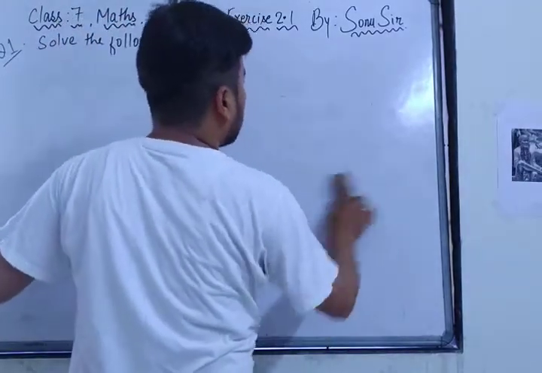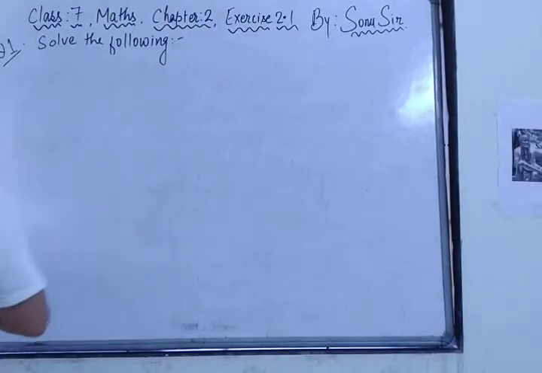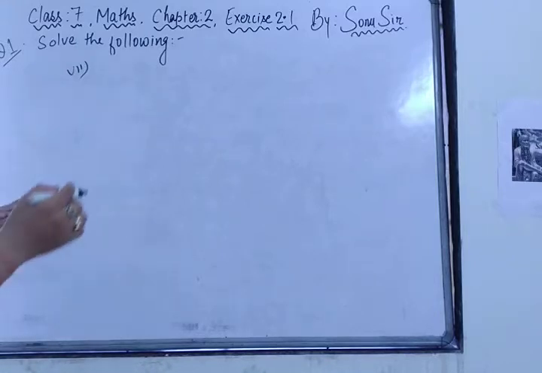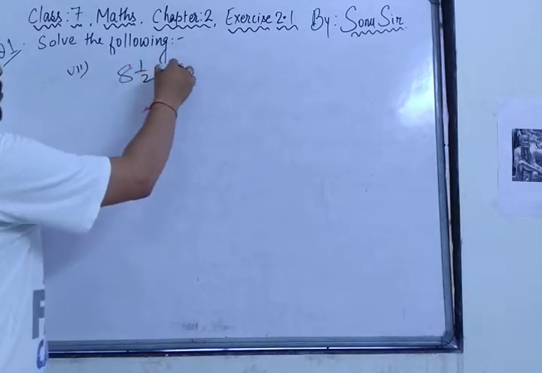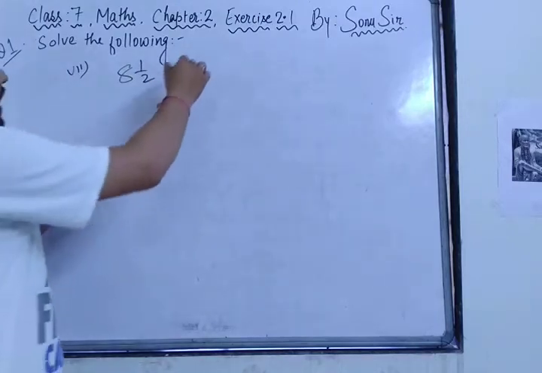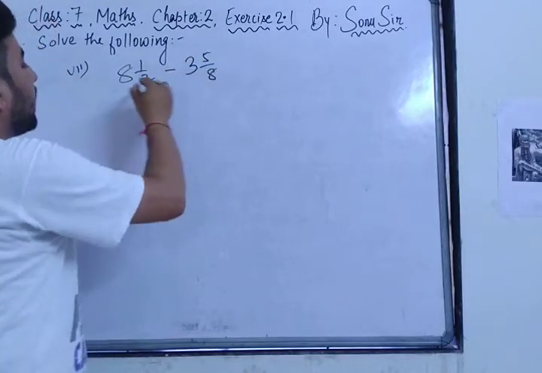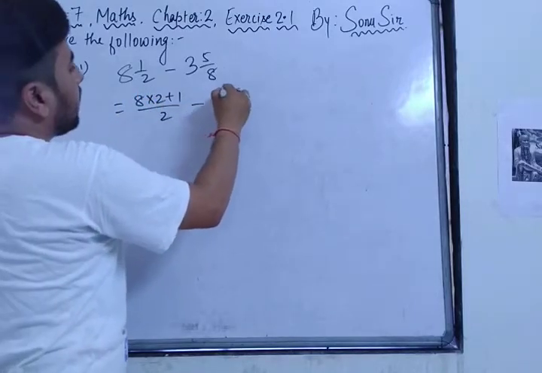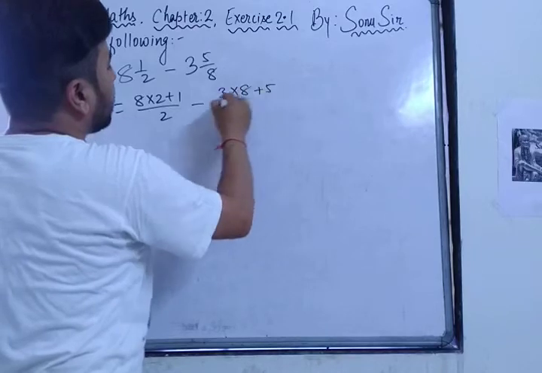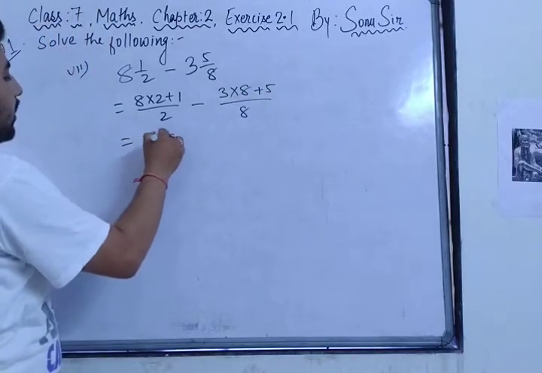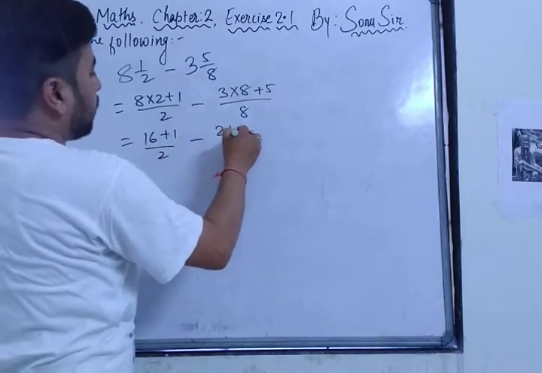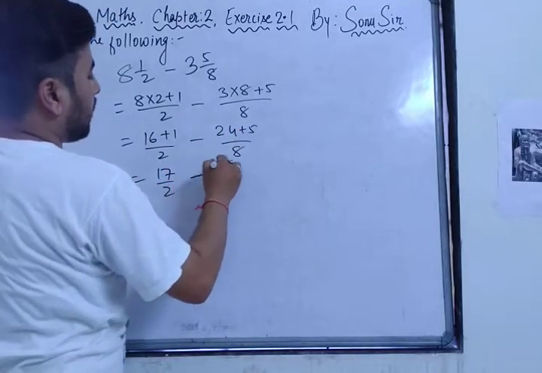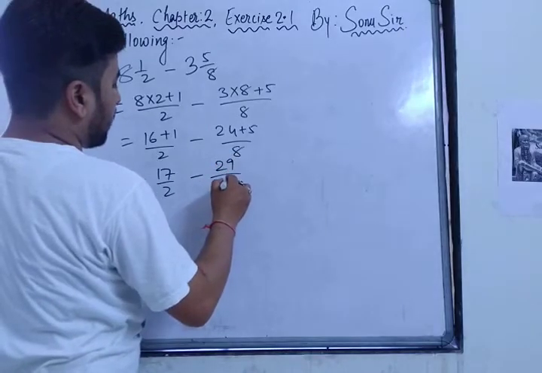So this was our 6th question. Now we are moving towards the 7th question. What is our 7th question? It's 8 into 1 by 2 minus 3 into 5 by 8. So 8 twos are 16 plus 1 by 2, minus 3 eights are 24 plus 5 by 8. 16 plus 1, 17 by 2, minus 24 plus 5, 29 by 8.